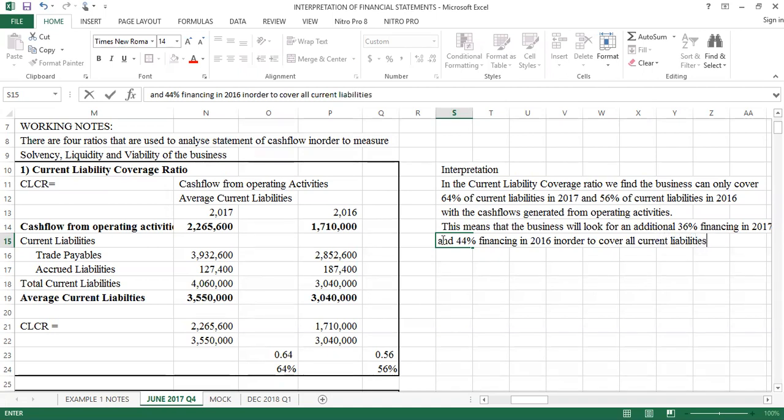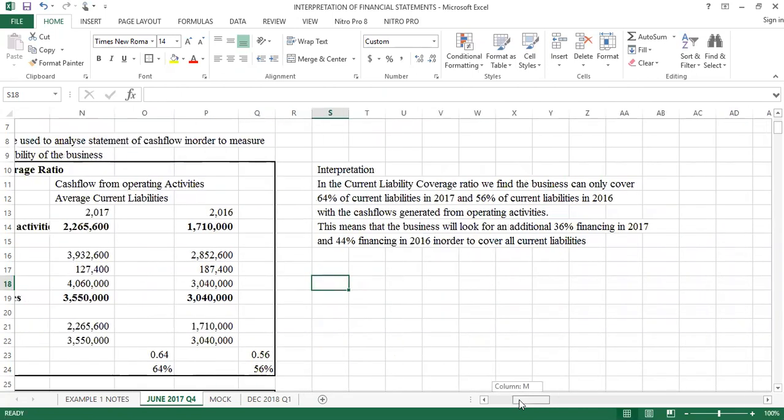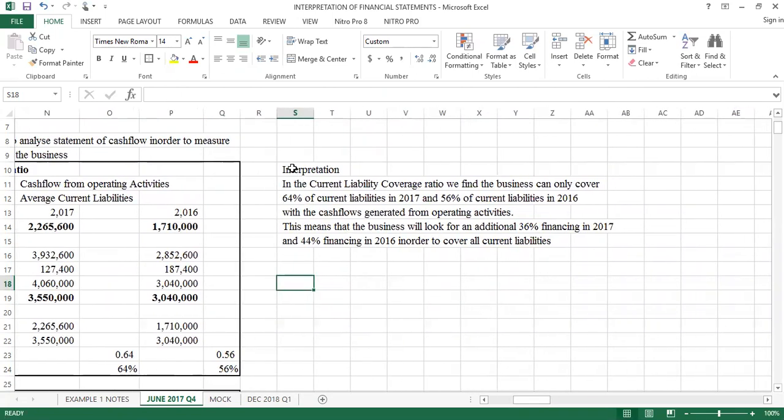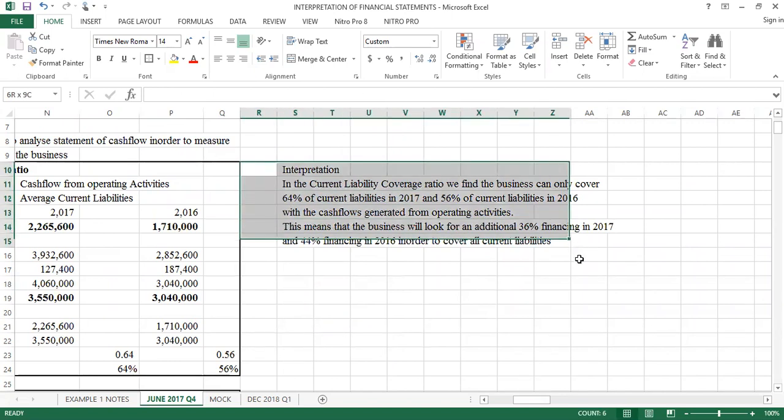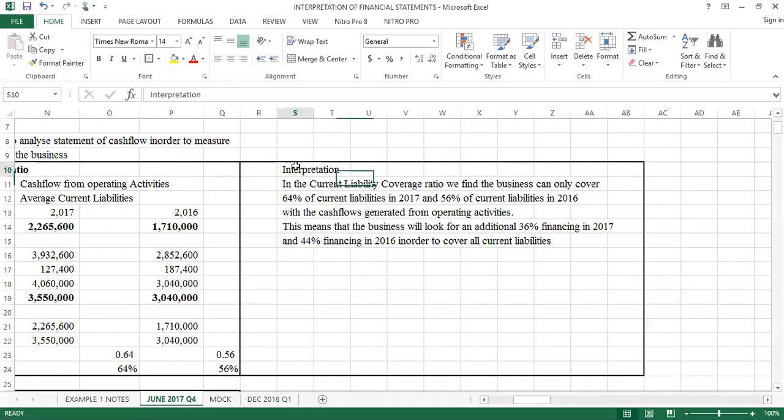Do you understand the report? Do you understand, or is there something I need to explain there? Do you understand this interpretation? I hope it is clear. Okay, if it is clear, we can move to the next one.